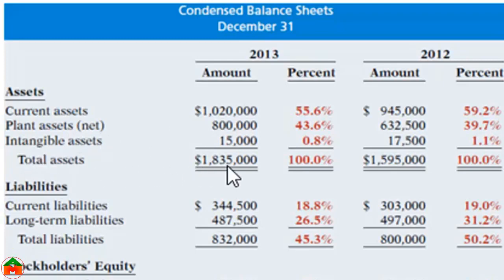If we consider the total asset as a base amount, the current asset percentage is 55.6%, the plant asset percentage is 43.6%, and the intangible asset percentage is 0.8%. So this is the base amount. Comparing to this base amount, what are the percentages of the other items vertically?